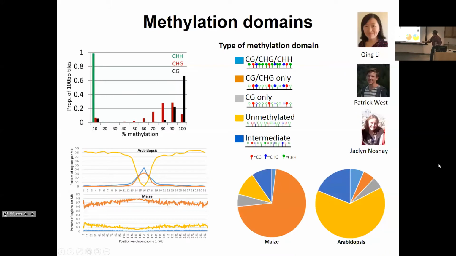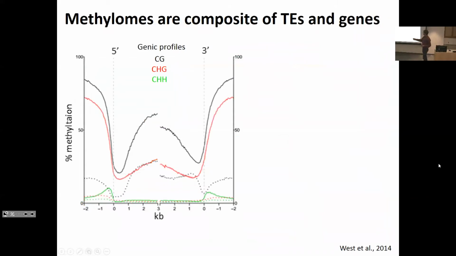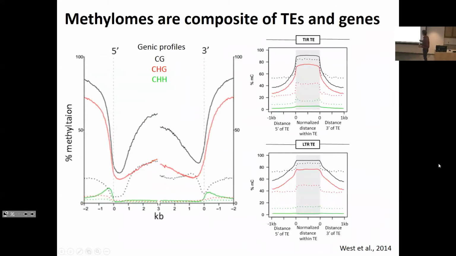Now, just as you think about this here, another way of thinking about this is that these global patterns are due to a composite of what happens at genes and what happens at transposons. So in general, genes have a valley. You drop down and have lower methylation of gene. Transposons go up, there's a peak of methylation.